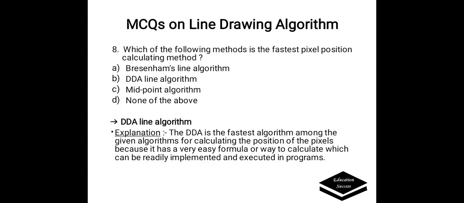Which of the following methods is the fastest pixel position calculating method? Options are A Bresenham's line algorithm, B DDA line algorithm, C midpoint algorithm, D none of the above. Correct answer is DDA line drawing algorithm. The DDA is the fastest algorithm among the given algorithms for calculating the position of the pixels, because it has a very easy formula to calculate, which can be readily implemented and executed in programs.